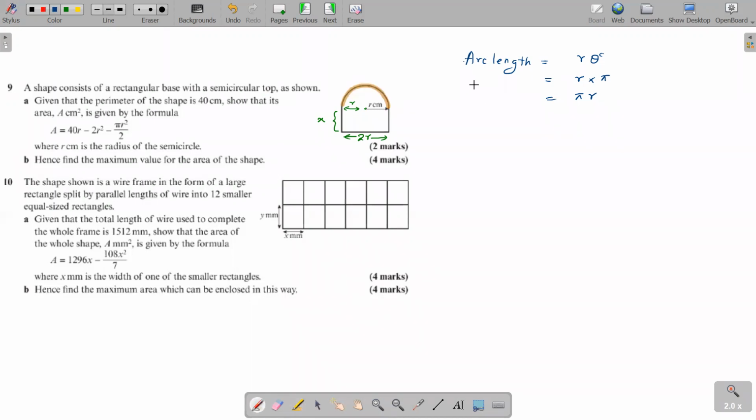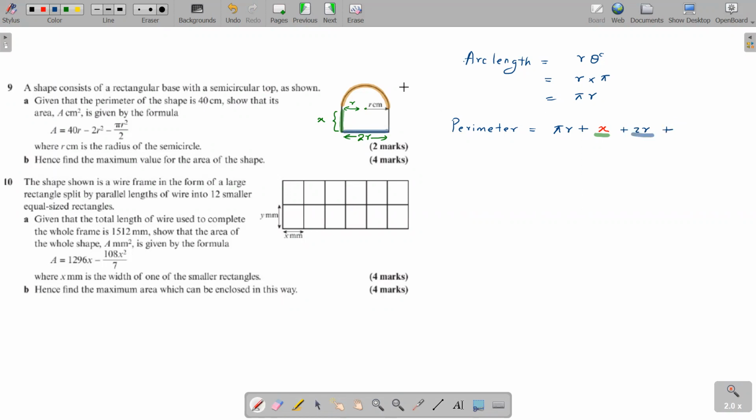Okay, then the next one, let's write the perimeter. So what is our perimeter? Add all the borders. Perimeter is equal to the arc length pi r plus what else do we have? The x. Okay, all the outside borders. The x, the 2r. By x I mean this length. So x is this length, plus 2r. By 2r I mean this length. So there is the 2r plus the other length.